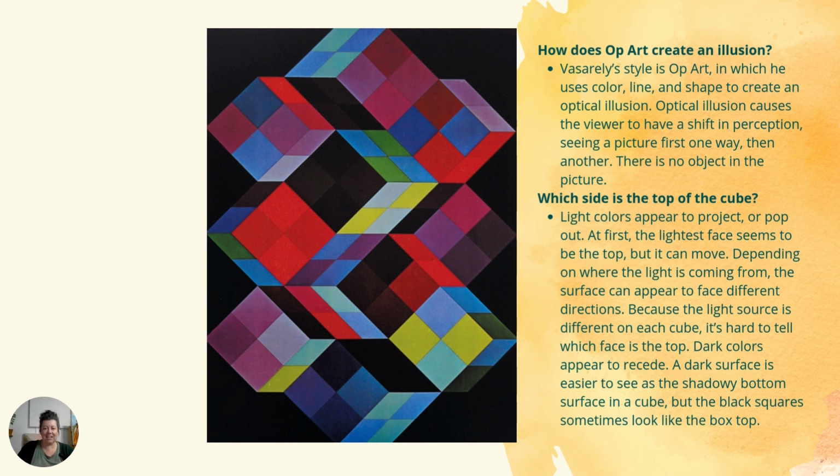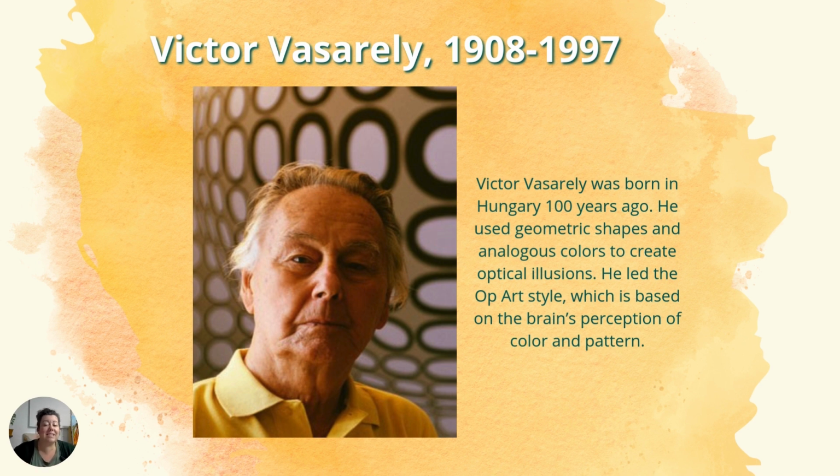I just love that. And I love to look at things and really spend time looking at art. It's so important. All right. So here is an image. Here is our artist, Mr. Victor Vasarely. He lived from 1908 to 1997, and he was actually born in Hungary. He used geometric shapes and analogous colors to create optical illusions. All right. He led the op art style, which is based on the brain's perception of color and pattern.